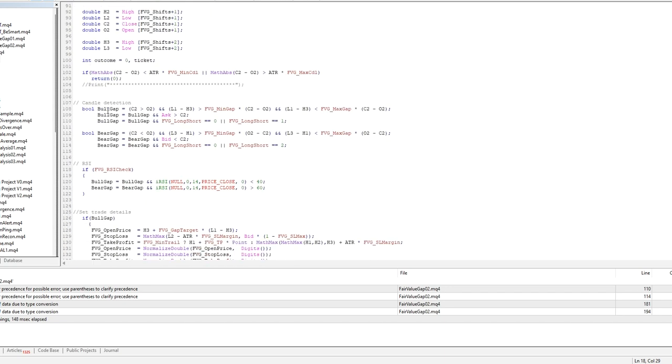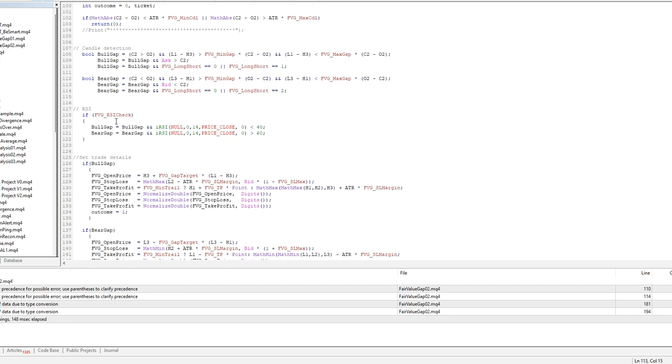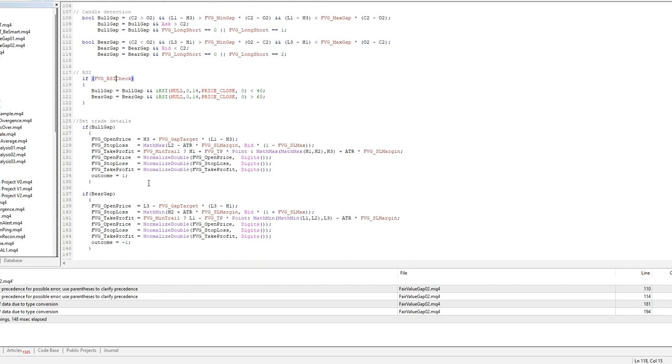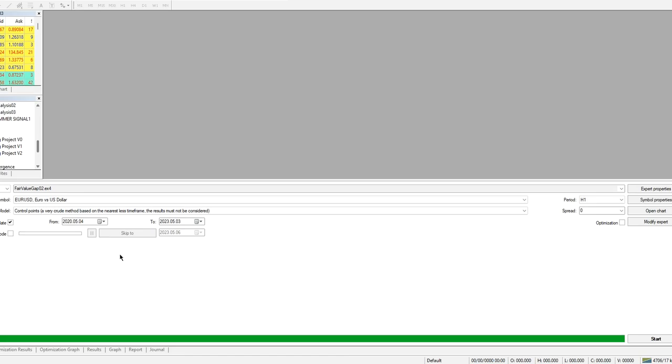Here you have the code which detects the bullish gaps and the bearish gaps. Then if the RSI check is active, it will also check some levels for the RSI. And here we've set the orders. So I've already coded this one and tried to optimize it.